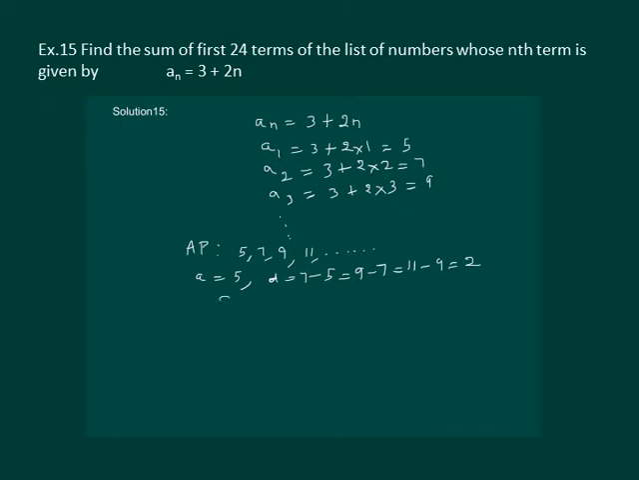Now it remains to find sum of 24 terms of this arithmetic progression. Substitute in the formula. We have n by 2, that is 24 by 2 into 2 times a plus n minus 1 d. So 24 minus 1 into d. Solving this further, we get that sum of first 24 terms of this arithmetic progression is 672.